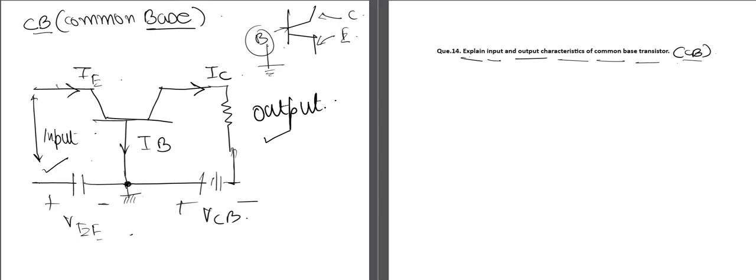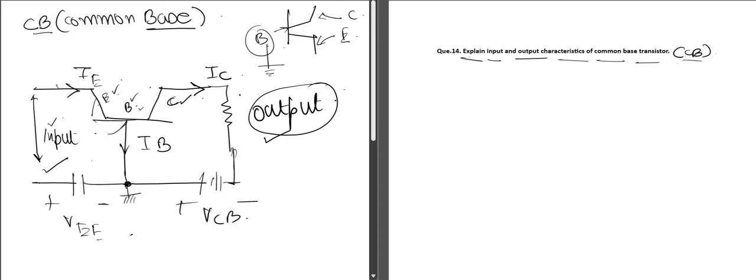The input is applied between the emitter and the base terminal. We can see that this is the input, applied between the emitter terminal and the base terminal. This is the emitter terminal E, this is the base terminal B, and this is the collector terminal C. So the input is applied between the emitter terminal and the base terminal, and the output is taken between the collector terminal and the base terminal. Here we are getting the output, so it is between the collector terminal and the base terminal, and here we are applying the input, so it is between the emitter terminal and the base terminal.